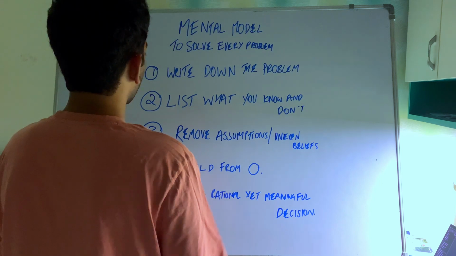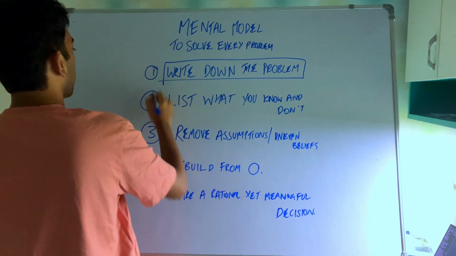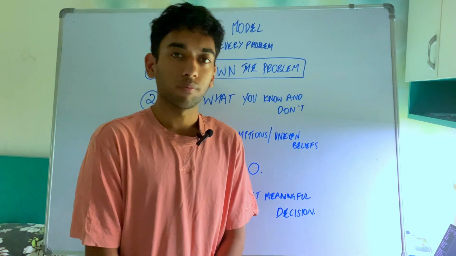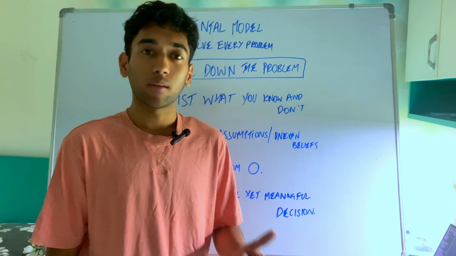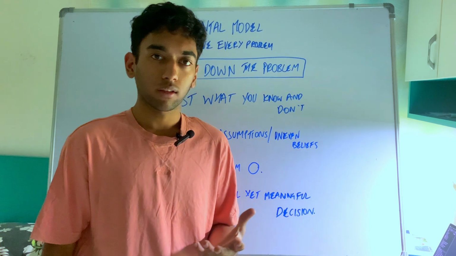Write down the problem. Often the first part is very hard for many people because half the time it's not even a problem. You assume that it's a problem. Assuming that it's a problem is a different thing, and it being a problem is a completely different thing. So make sure that you can concretely write the problem.